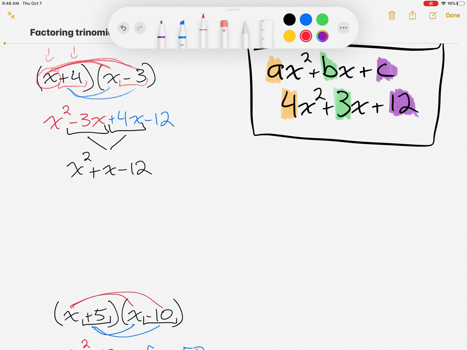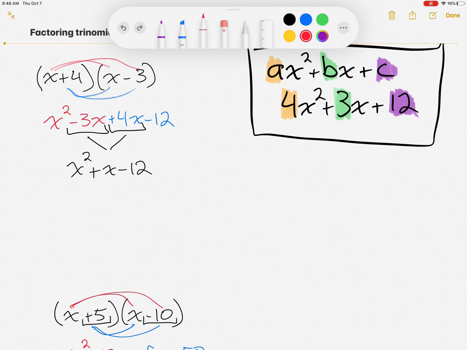So I generally do x times the two x's, which is going to give me my x squared. Then I'll do the x times the second term in the first and the second bracket. And then I do the opposite like I have in the blue lines here. Okay, so you can see how I've broken it up.